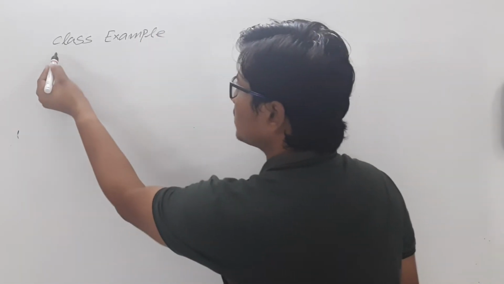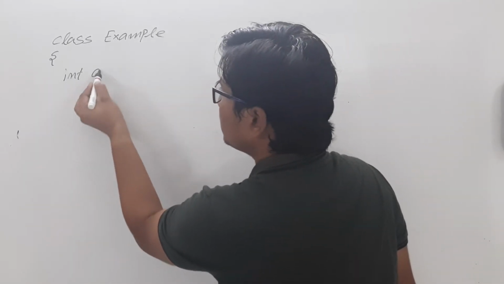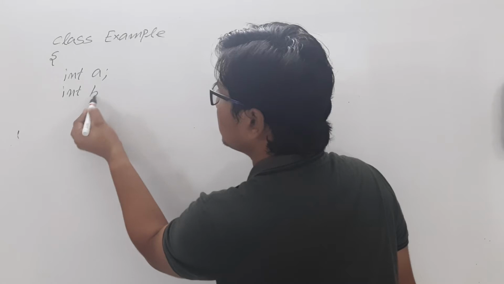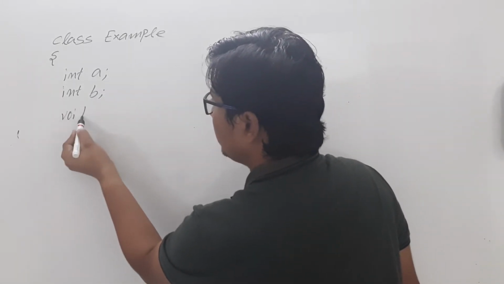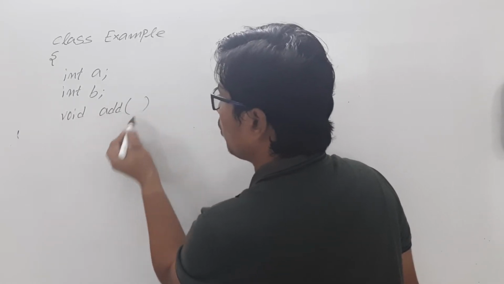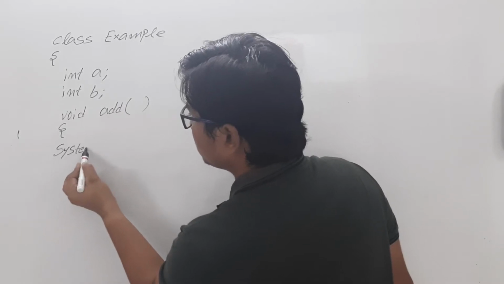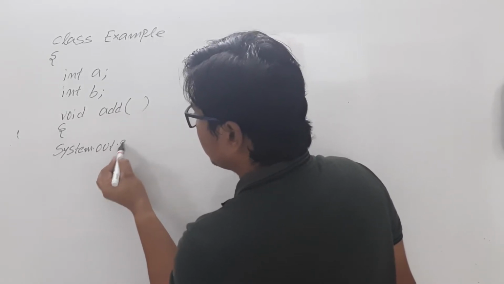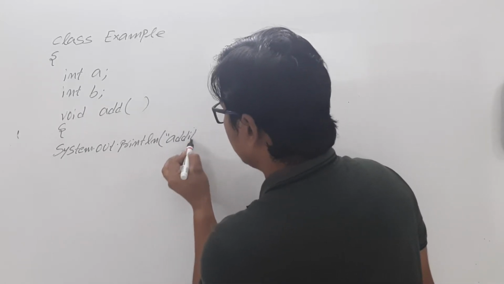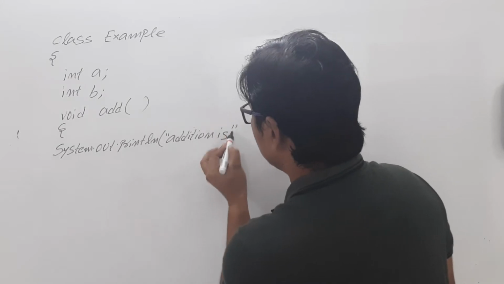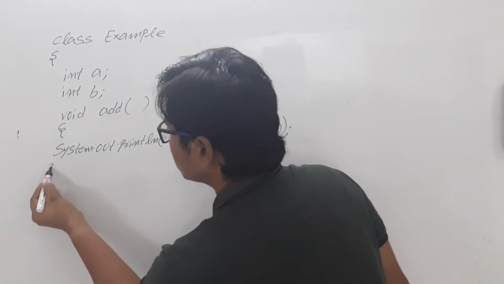Okay. Now, inside the class, let me have two variables, int A, int B, and I am having two methods. One is add and another one is subtract. So I'm writing void add. And what I'm doing, System.out.println, "addition is", I will write plus a plus b. Okay. And let me close the method.